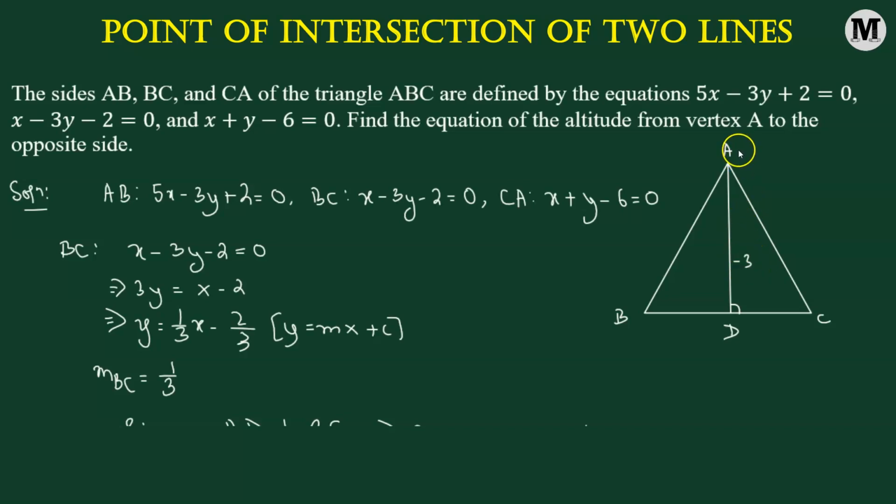Next task will be to obtain the coordinates of point A. Finding the coordinates of point A is an easy task. All we have to do is take the sides that are adjacent to A. Those sides are AB and AC. We already have their equations. We're going to solve those two equations, and the values of x and y will give us the coordinates of point A. So let's do that.